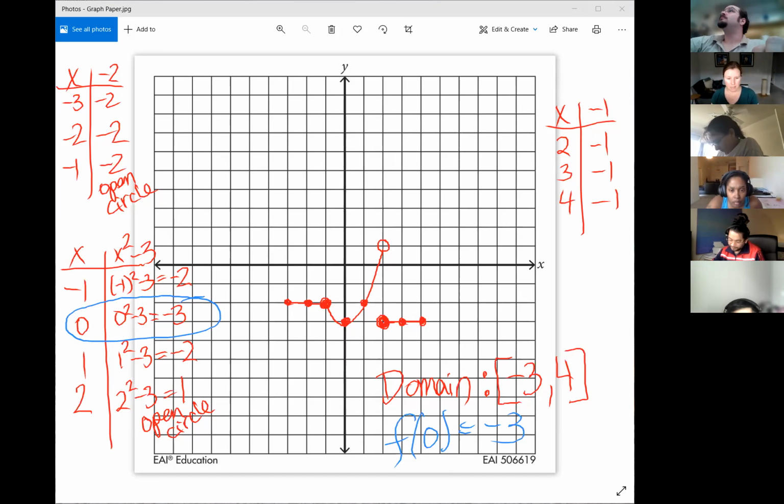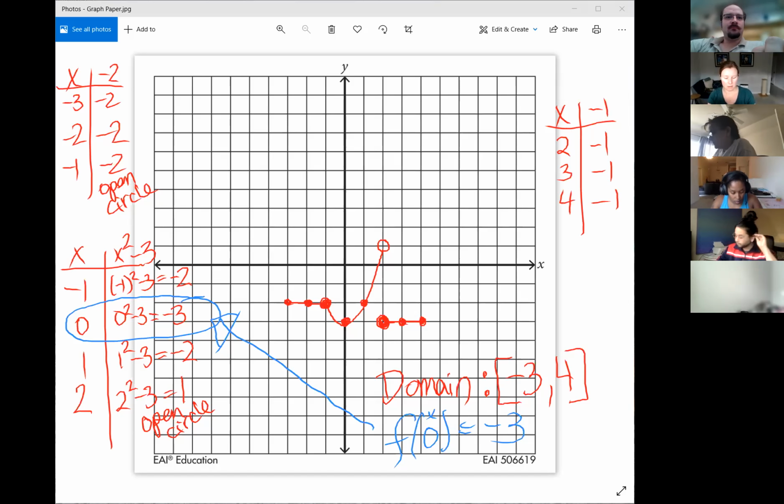Wait, sorry. How did you get -3? Right there. When I have 0 as my x, I get -3 as my y. Because remember, the 0 in here is representing our x. It is in the second function.